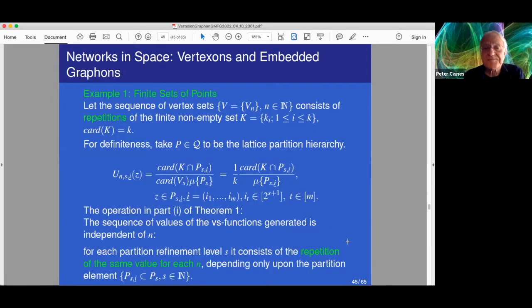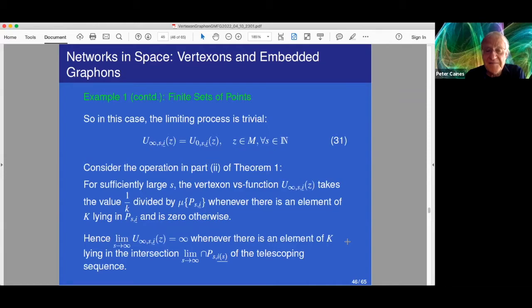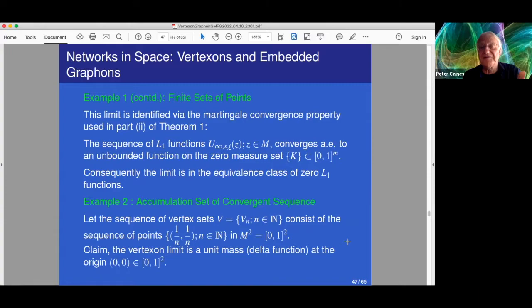Now, so then I'm going to speed through. If you take a finite set of points and you carry out this procedure, then what you end up with will be an infinite spike on the finite set. And so the limit is in the equivalence class of 0, L1 functions. I was shocked to find out that if you do the same procedure but at the points 1 over n, 1 over n, so you're filling in points in the unit square at 1 over n points, then you end up with a unit mass delta function at the origin, okay?